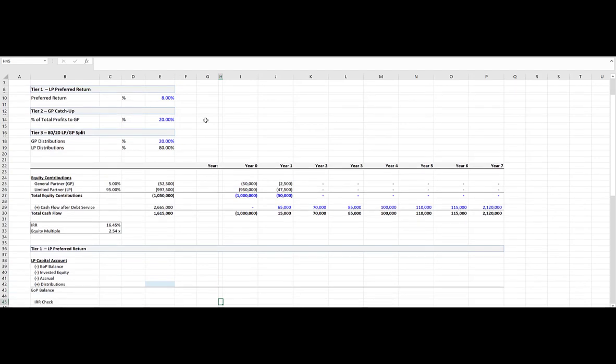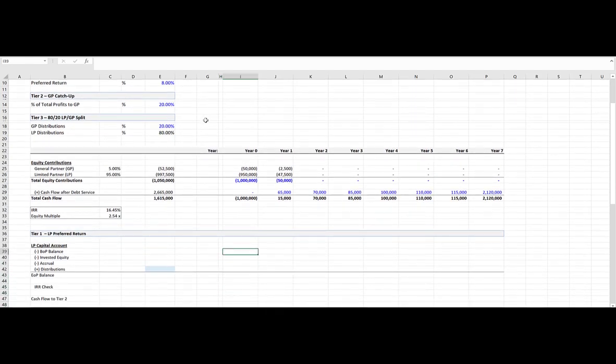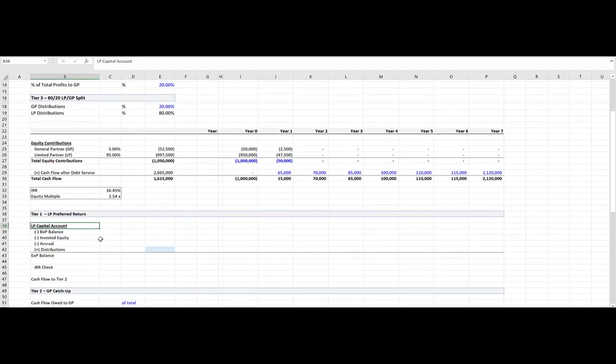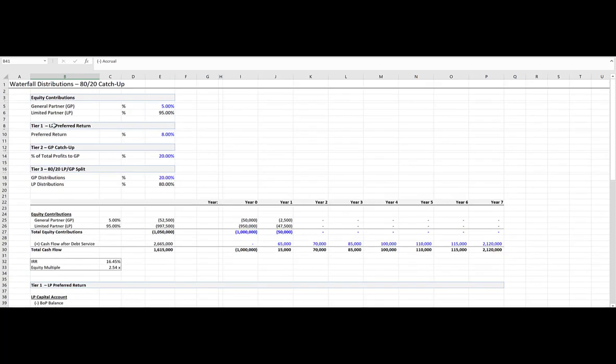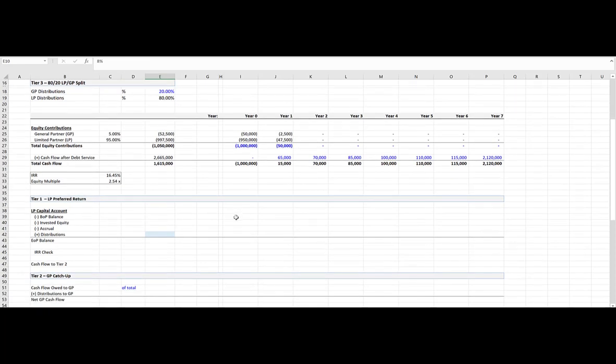And now we'll start to do the Tier 1 LP preferred return. So as you'll see, this is just for the LP. This is the LP's capital account. Reason being, as I explained at the start, Tier 1 is only to the LP. 100% of the cash flows. So we don't need a GP section. And to start, we're going to take the beginning period of balance from the previous period. And since this is year 0, that would be nothing, which is why I leave an empty column in the models for this purpose.